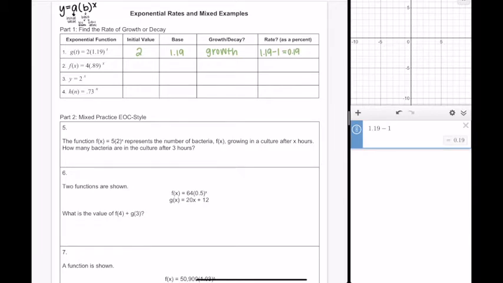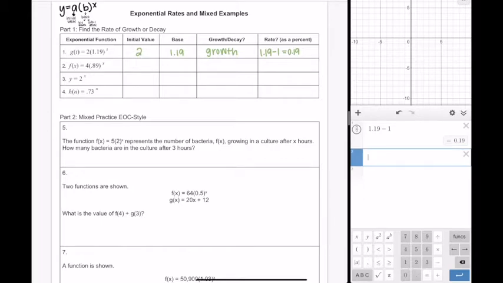But we want this to be in a percent. So remember when we had our percent, we had to divide by 100 to get the decimal. Now we're going backwards, so we have to multiply by 100, which is 19%.